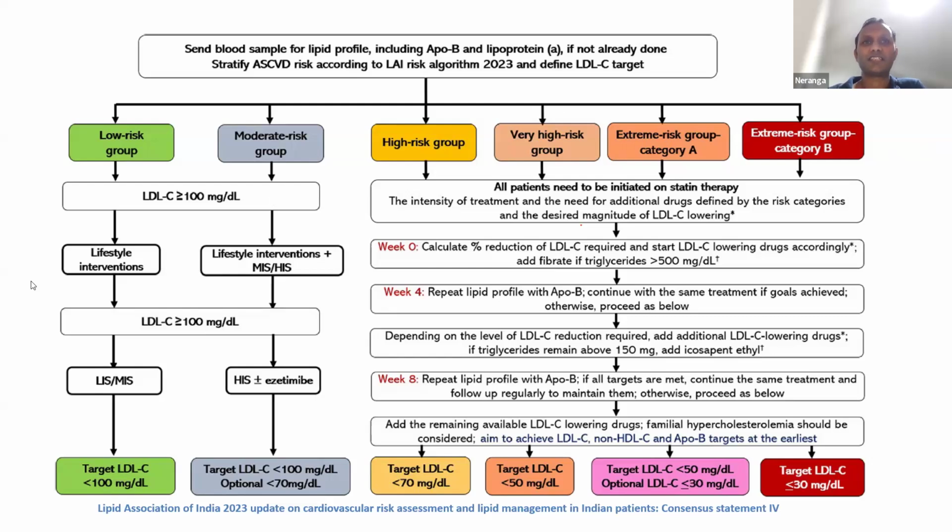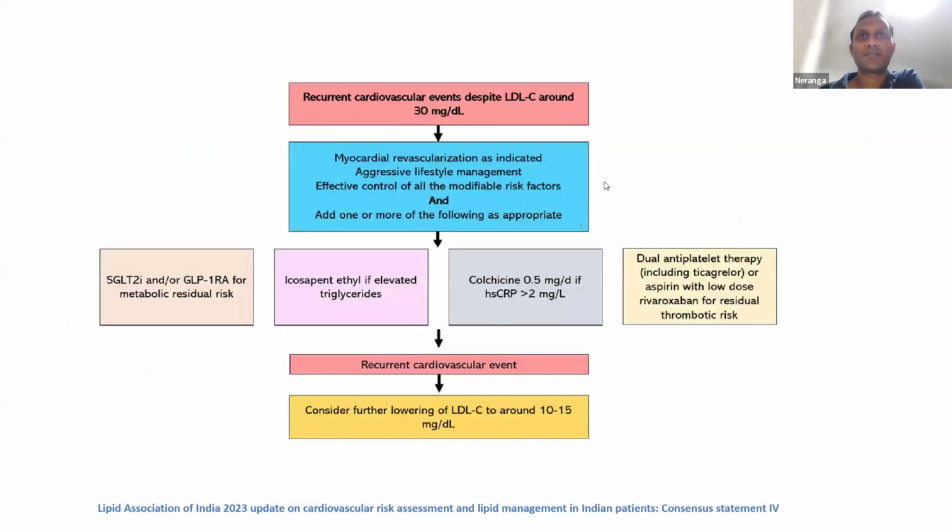But the Indian guidelines have very strict targets. For low risk they have 100, while for European it is 116. Moderate risk, they have an LDL target of 70 optional. High risk, optional 70, same as European. Very high risk, it's 50, where the European guideline is 55. Extreme risk patients: European guidelines say less than 40, but Indian guidelines say less than 50, with an option to go less than 30. And there is an extreme category where they ask to reduce LDL to even less than 30, for patients who have recurrent cardiovascular events despite being around 30.